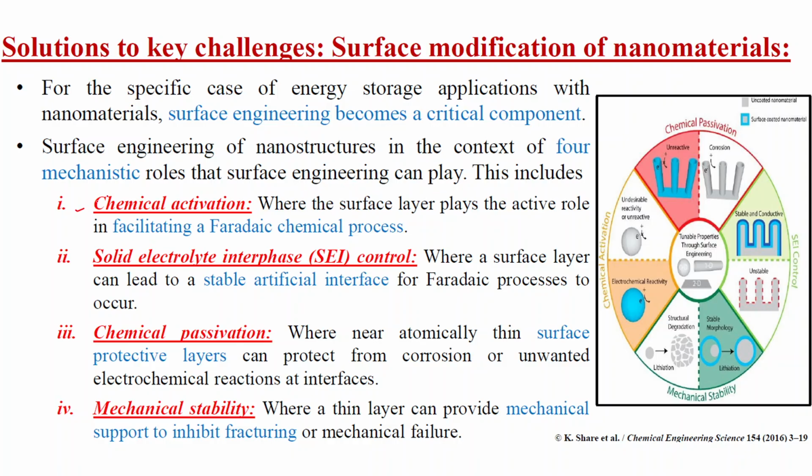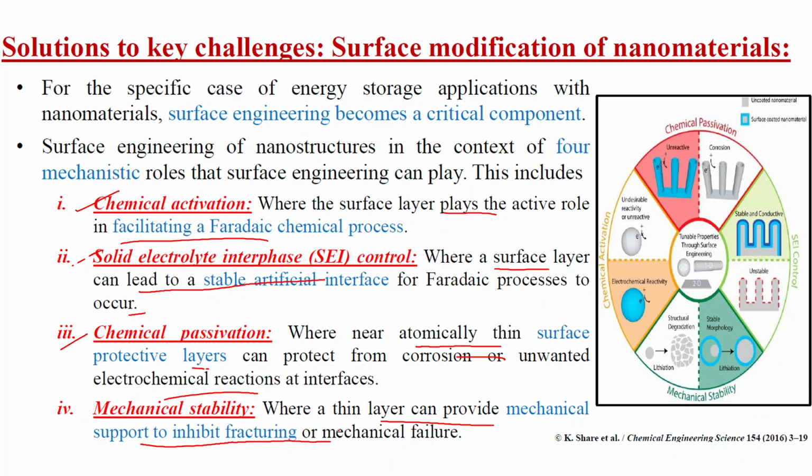The first one is chemical activation, where the surface layer plays the active role in facilitating a Faradaic chemical process. Then the other is solid electrolyte interface control, where a surface layer can lead to a stable artificial interface for the Faradaic process to occur. Then third is chemical passivation, where a near atomically thin surface protective layer can protect from corrosion or unwanted electrochemical reactions at the interface. Then mechanical stability, where a thin layer can provide mechanical support to inhibit fracturing or mechanical failure.